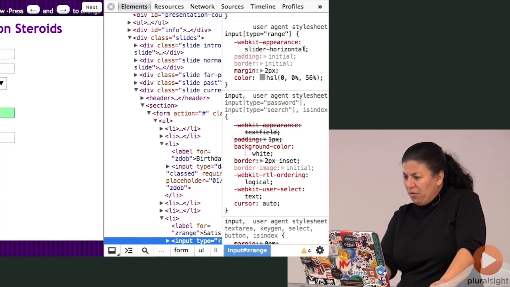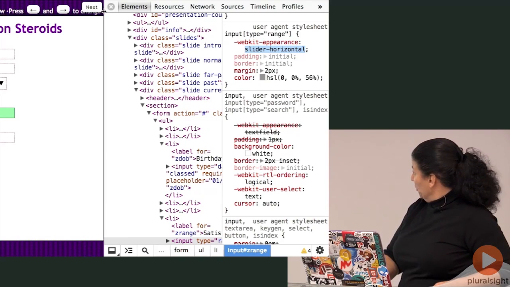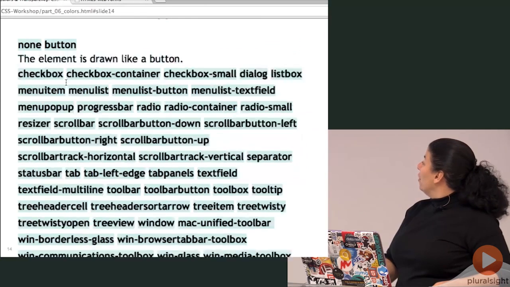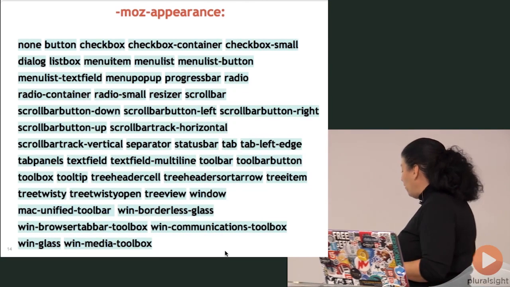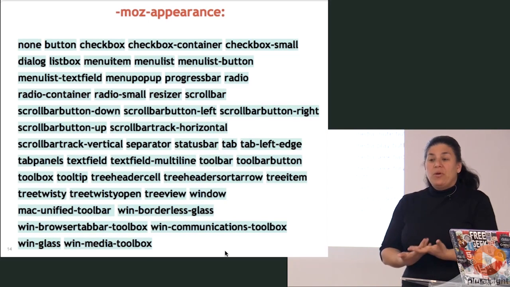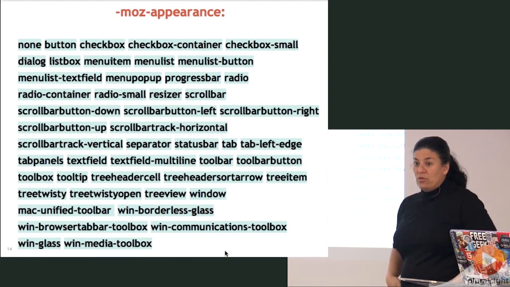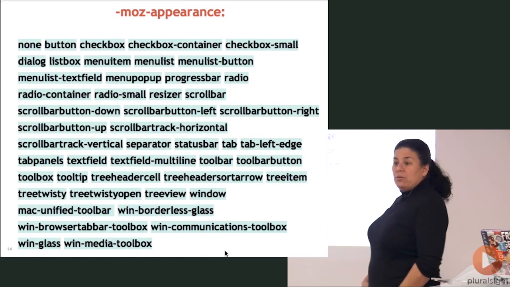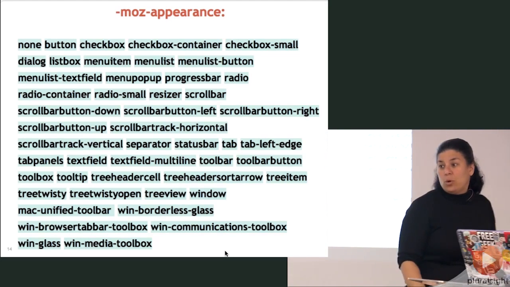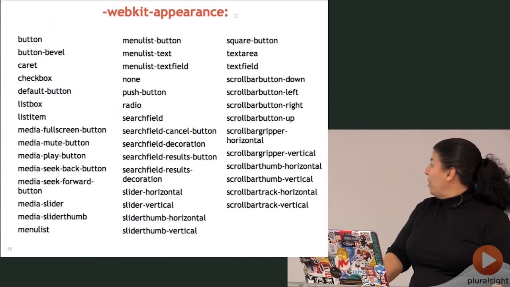Input. WebKit appearance, slider horizontal. So this actually has nothing to do with colors, but I had no clue where else to put it in my deck, so I put it in with colors, because it has to do with appearance. One of the properties in CSS is appearance, and it's still prefixed, but you can change the appearance of things. So if you want to make a button not look like a button, the first step is to do WebKit-appearance none, and then you can style it how you want.